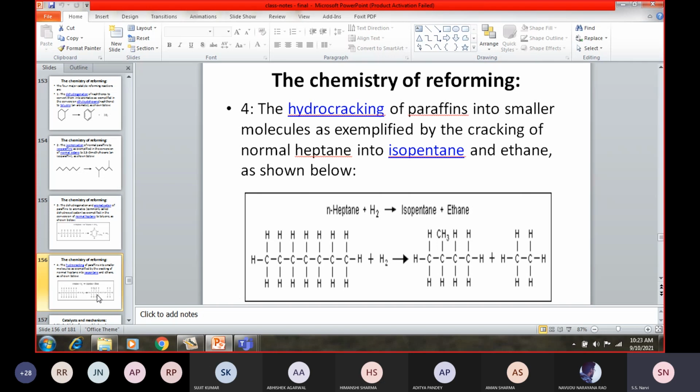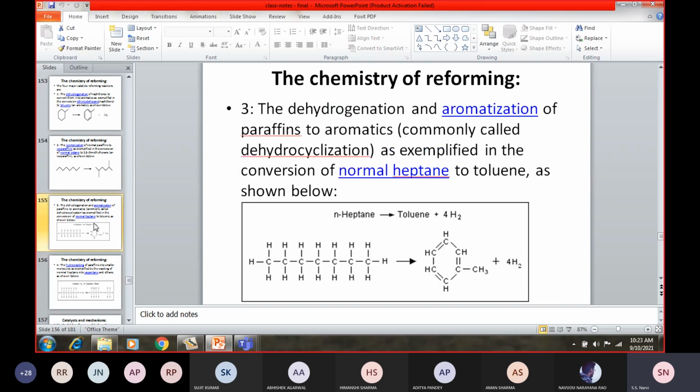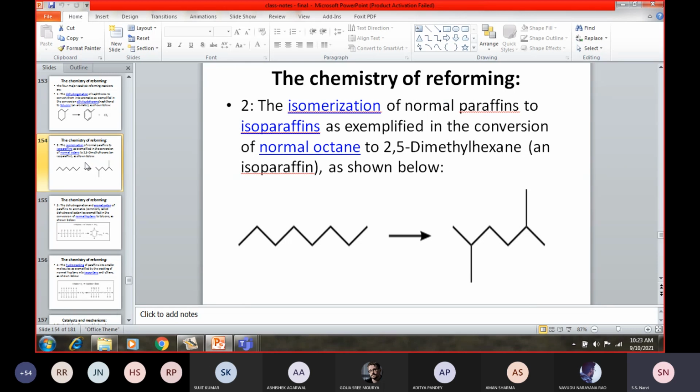Sir, what is the difference between the first and the third, sir? This is a straight chain molecule. You see, this is not cyclization. Second one, yeah.